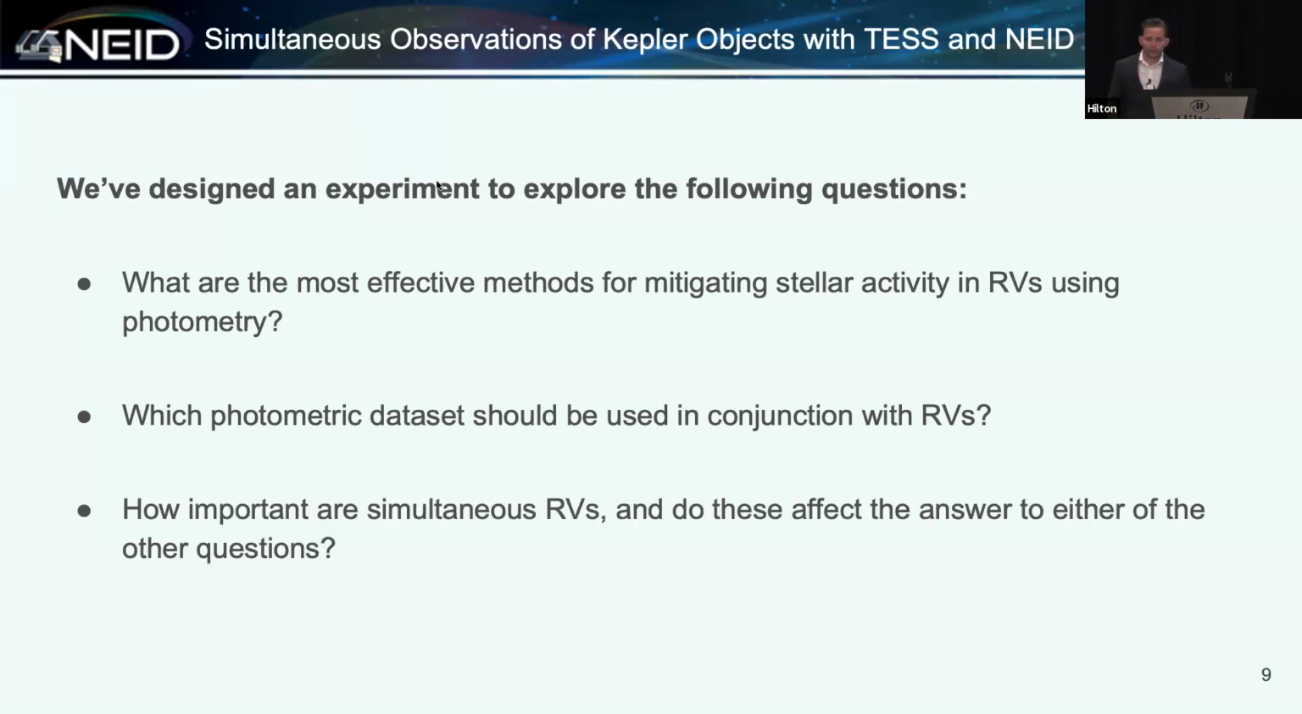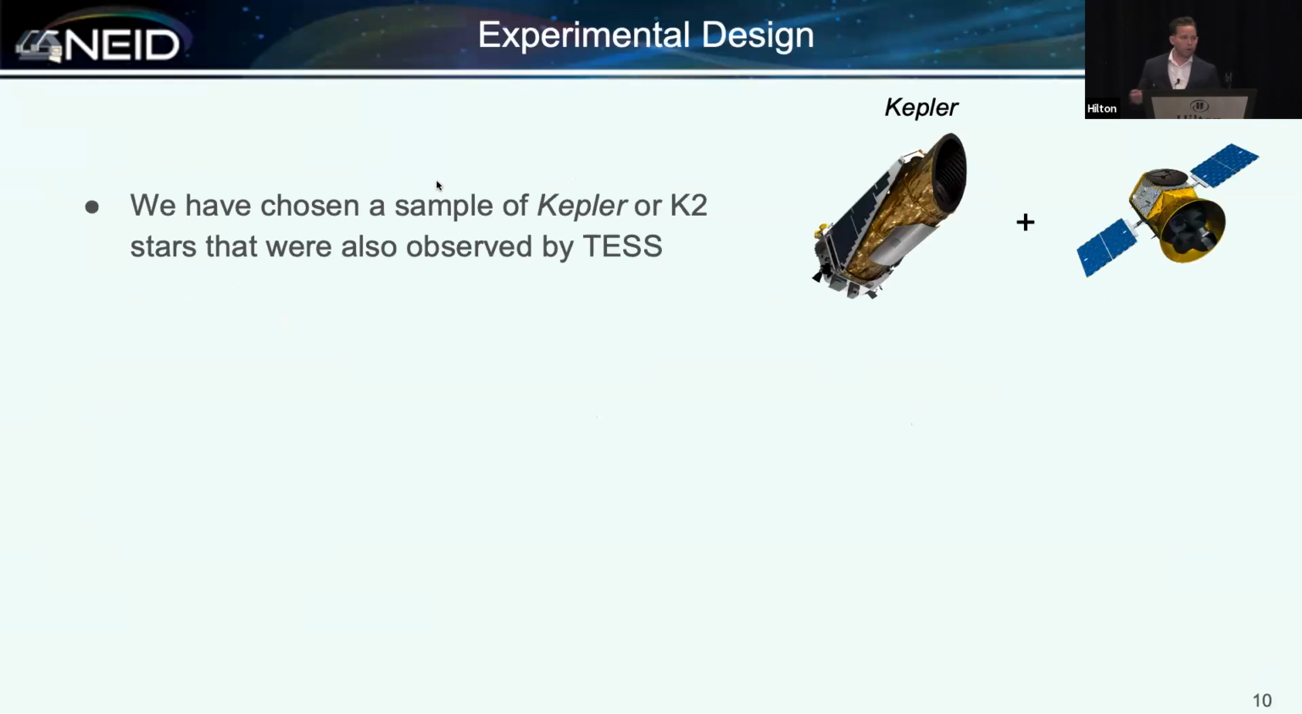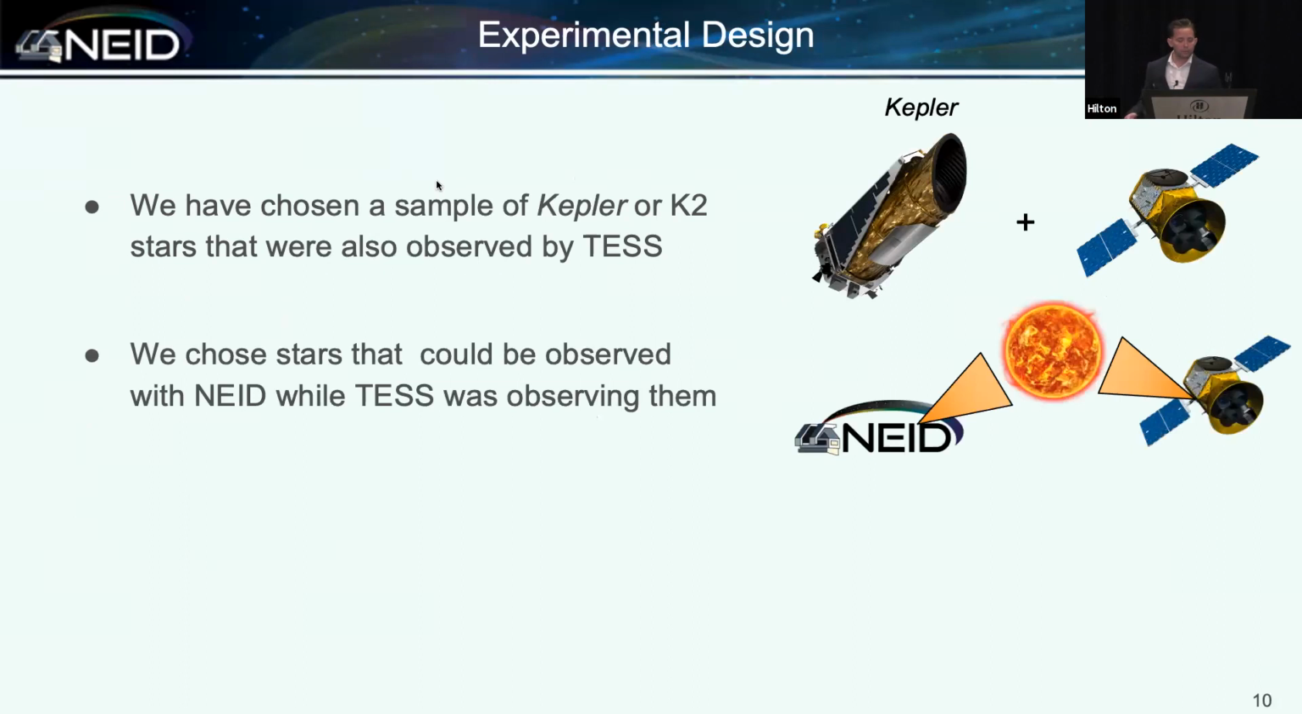Another thing we want to quantify is the importance of simultaneous RVs. It's been mentioned in some previous talks that simultaneous RVs are really nice, but they are actually quite challenging to get usually, especially considering that TESS typically only views something for 27 days. That's a kind of a tight schedule to get RVs. Now, I've designed this experiment with a few requirements. First, we're selecting targets, and it's a small sample size, but we're selecting targets that have Kepler and TESS photometry. And perhaps more importantly, we choose targets each observing semester that will be getting additional TESS photometry that NEID can look at simultaneously with TESS.